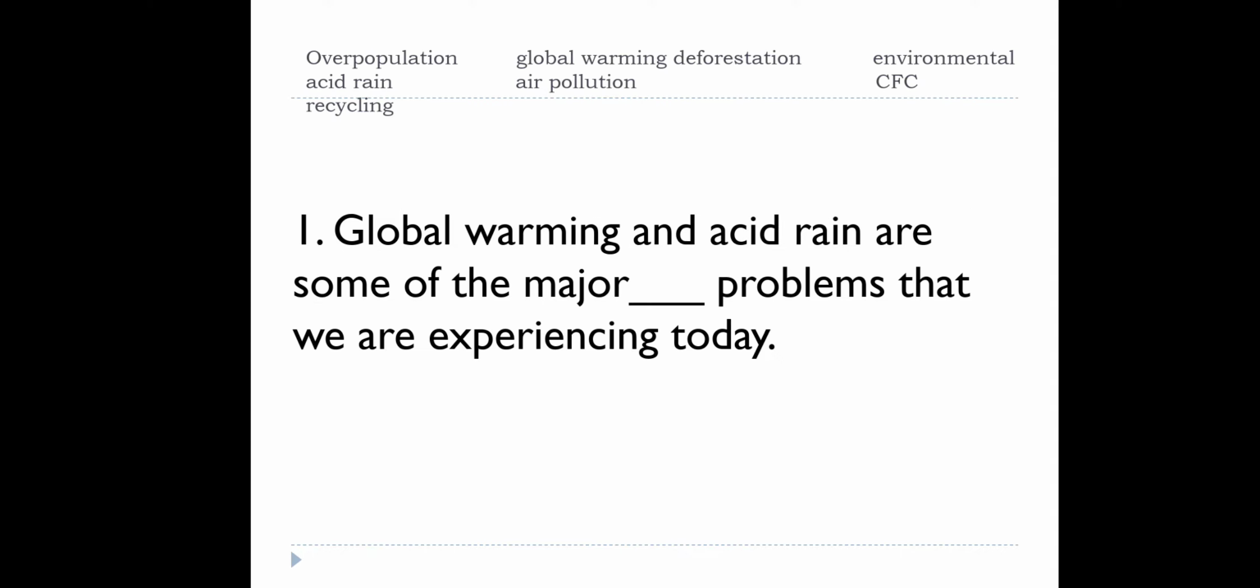Answer the following questions. For each question, I'll give you at least 3 to 5 seconds to answer. Choose the answer from the options above the question. Question number 1. Global warming and acid rain are some of the major blank problems that we are experiencing today.